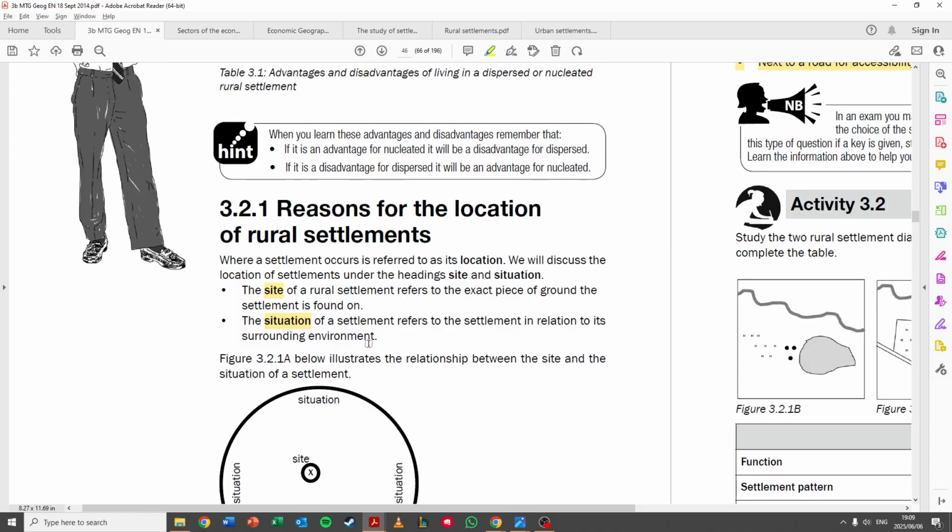Then the reason for the location of rural settlements. Now, this is true for rural and urban settlements, but remember, this is one of our concepts that you do need to know what it is. The site of a location refers to the exact piece of ground that the settlement is found on. So if you go in literal sake, this is going to be your coordinates. Then the situation of a settlement is going to refer to the settlement in relation to the surrounding environment. So what does the soil look like? Is there water? So once again, in relation to the environment.